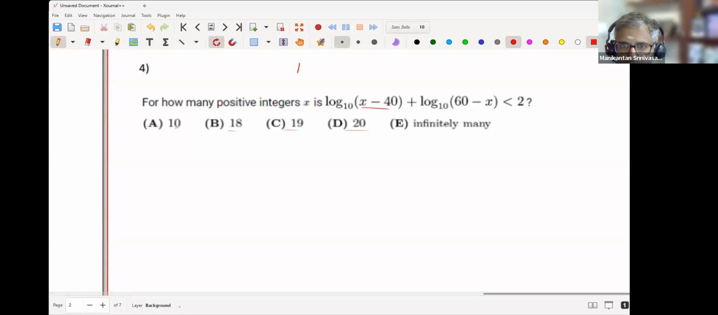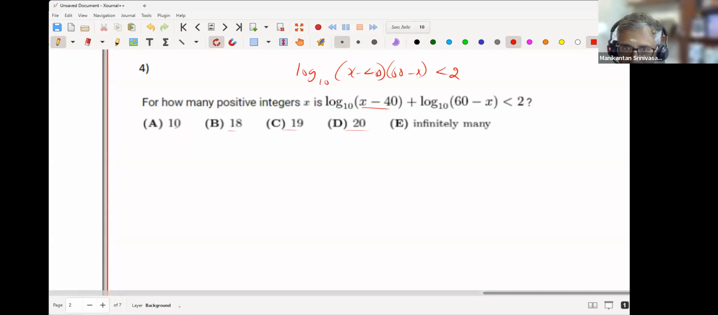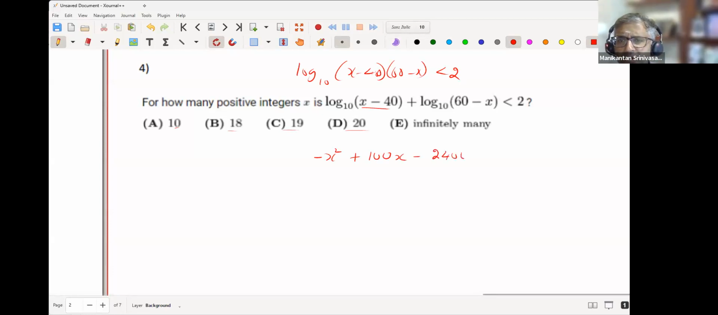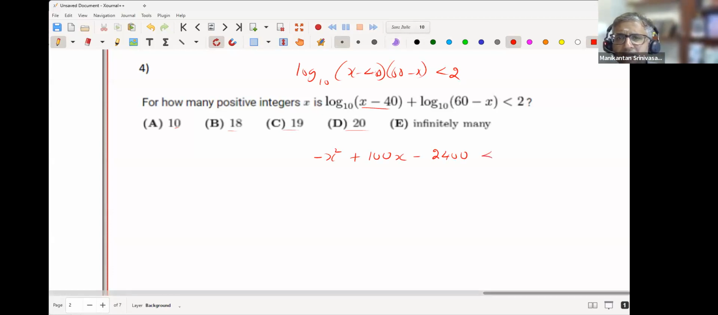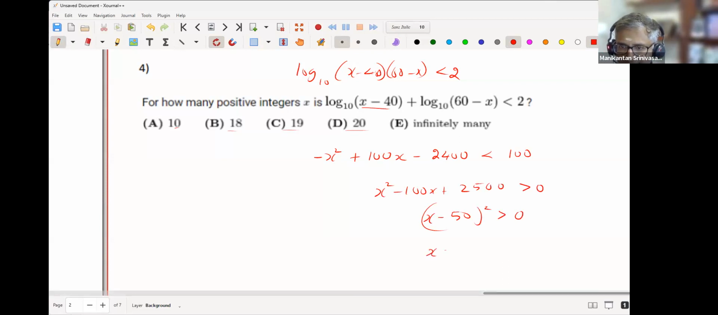So log of this is just log of the product, right? X minus 40 times 60 minus x. So this should be less than 2, which means if I multiply, I get minus x square plus 60x plus 40x, so plus 100x minus 2400 is less than 100. So x square minus 100x plus 2500 is greater than 0. Therefore, x minus 50 whole square is greater than 0, which will hold good for all values as long as x is not equal to 50.